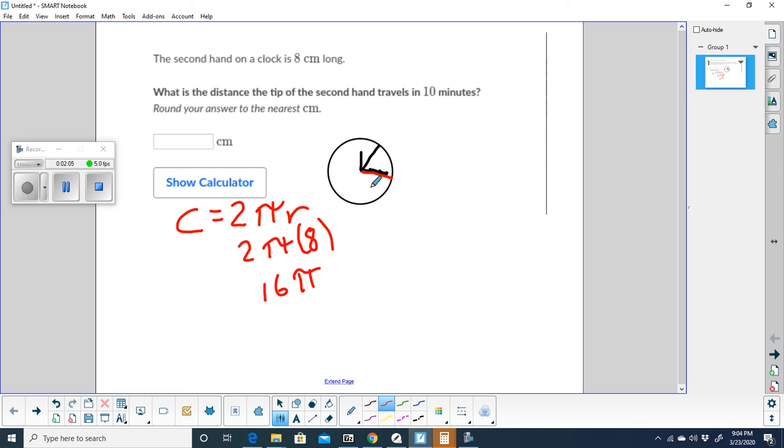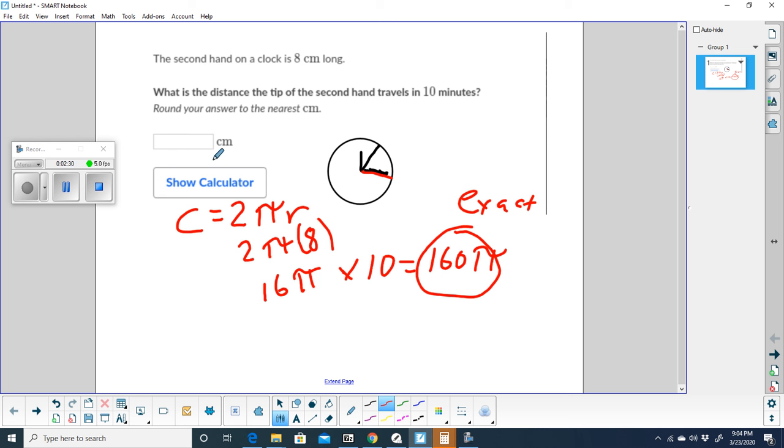Now, that's how far the tip of this second hand travels in 1 minute, but we're talking about a 10-minute trip around. So that would be 10 times around. So that would be 160 pi. Now, this answer right here is the exact distance that the tip of the clock travels.